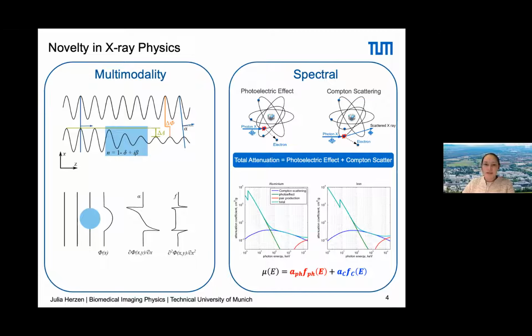But you can also use the spectral aspect in terms of the phase shift, of course. And I will show you some aspects of that, if we use both the multimodality and the spectral aspect, how we can go beyond just taking morphological images, just taking nice images, but also get some information out of it. So really some quantitative numbers.